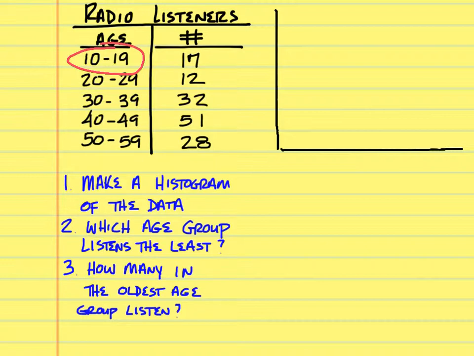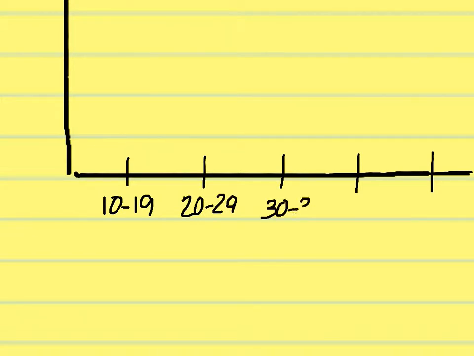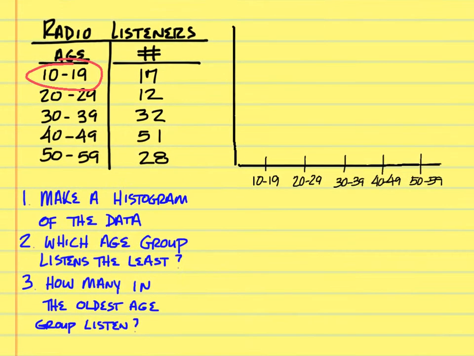And down at the bottom we have to have 5 marks. So we'll go 1, 2, 3, 4, 5. And that goes from 10 to 19, and then 20 to 29, 30 to 39, 40 to 49, and 50 to 59. So we're going to put intervals down at the bottom instead of just one number. There are other ways to make a histogram, but this is the way we're going to use today.